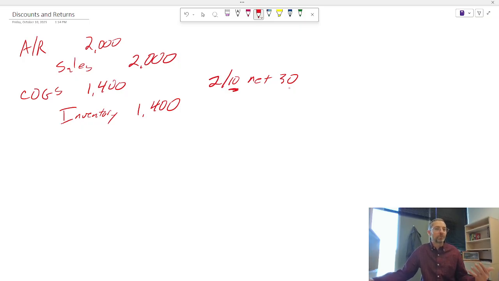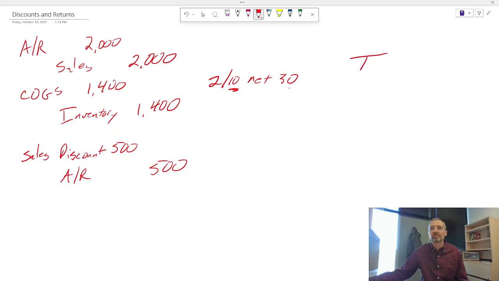However, before the payment comes in, the customer calls us up and says, hey, one of these tablets is no good. Can I send it back? And we say, sure, you can send it back. So we are going to reverse that out. We are going to use our sales returns instead of sales revenue to take out that $500. Take the $500 off of their bill.